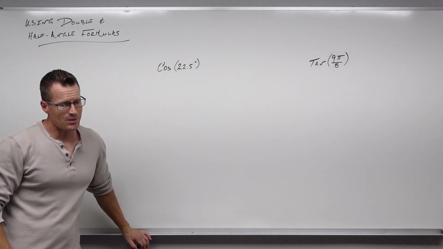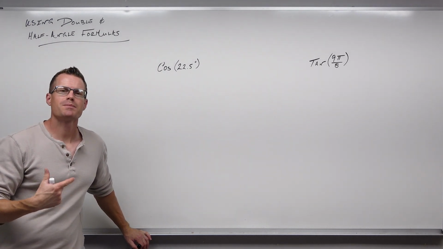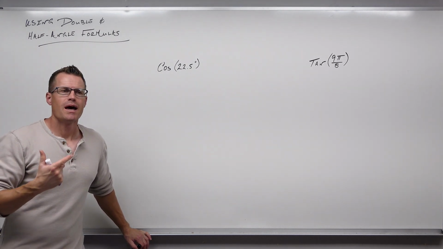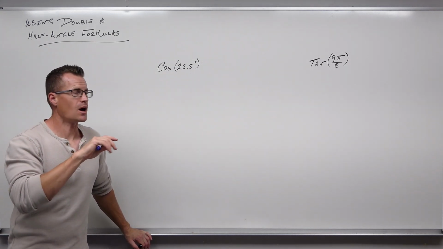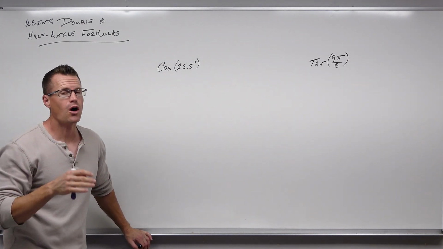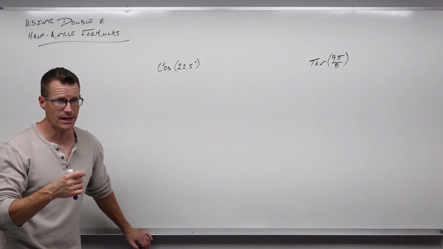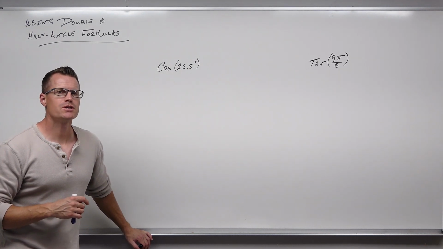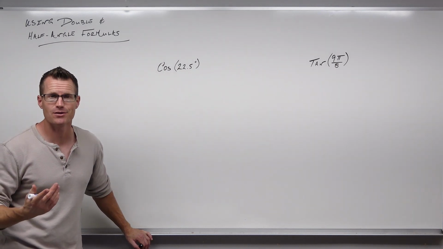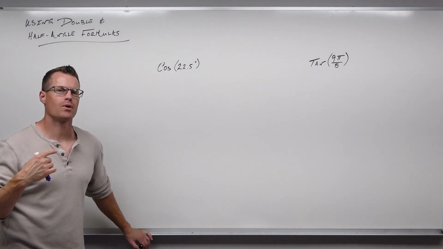All right, so we got a couple examples that illustrate that sometimes these identities, these formulas, help us to find exact answers of angles that are not on your unit circle. So this is quite valuable if you have to find an exact answer. Like cosine of 22.5 degrees. That's not on your unit circle. So here's the thought process.